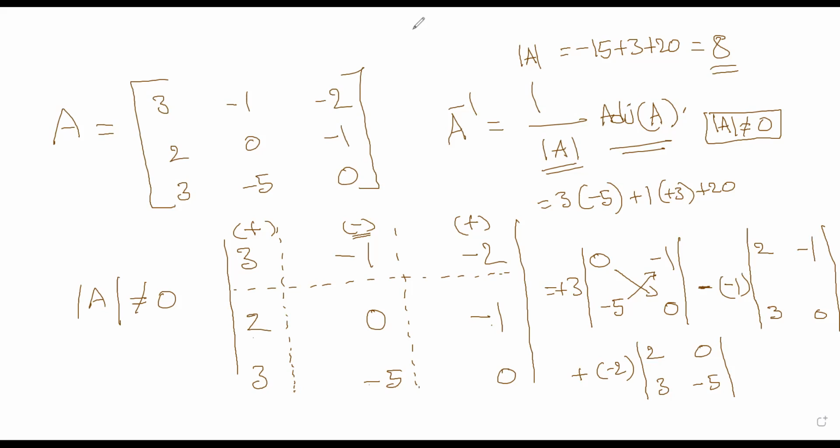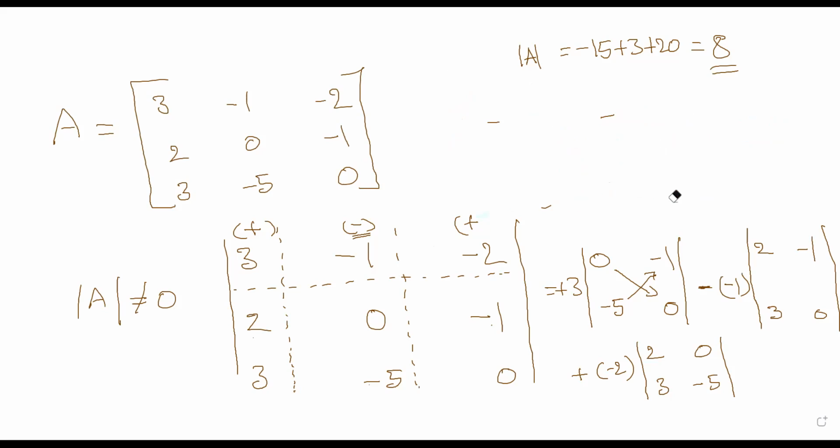So now, the biggest, toughest part. So we'll remove this. The next part is finding the adjoint. For that, we have to find adjoint A, ADJA. That is called adjoint.